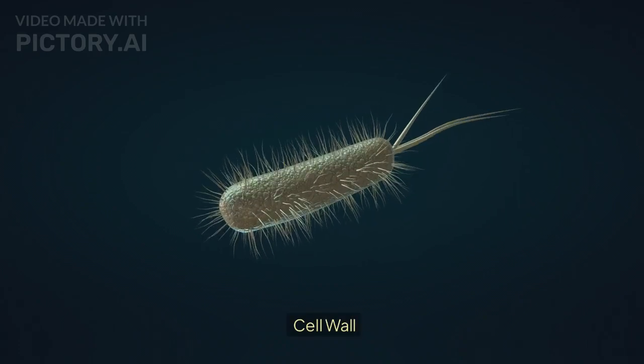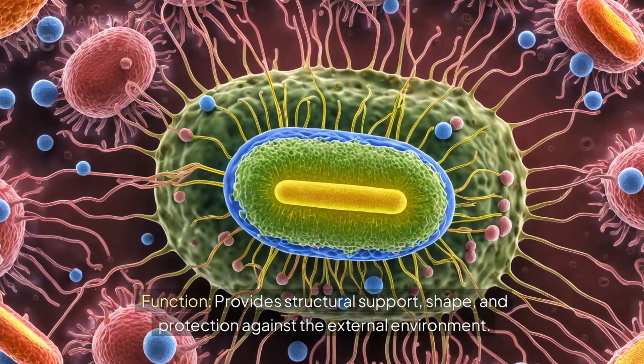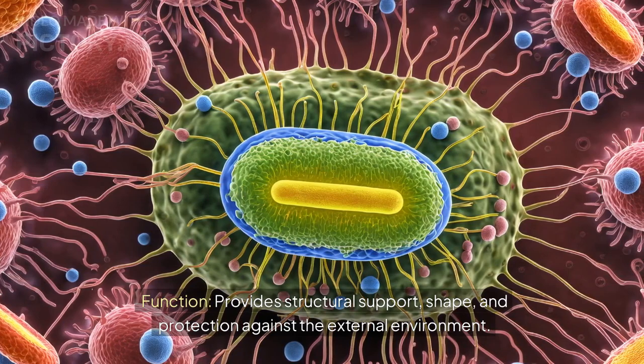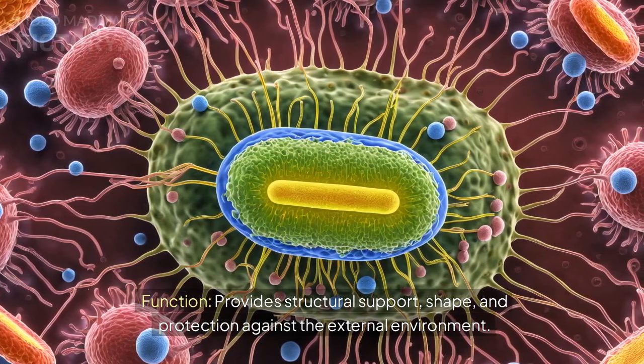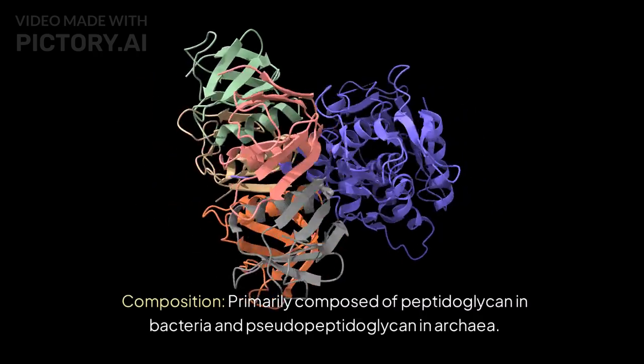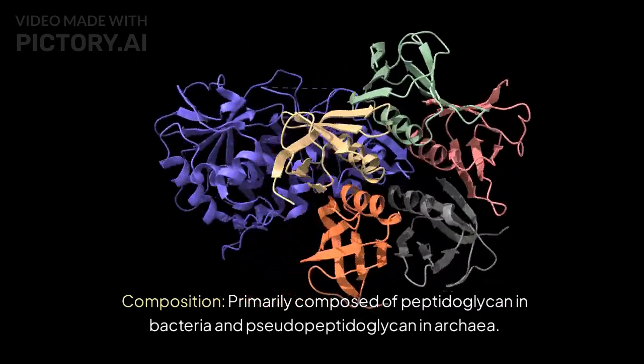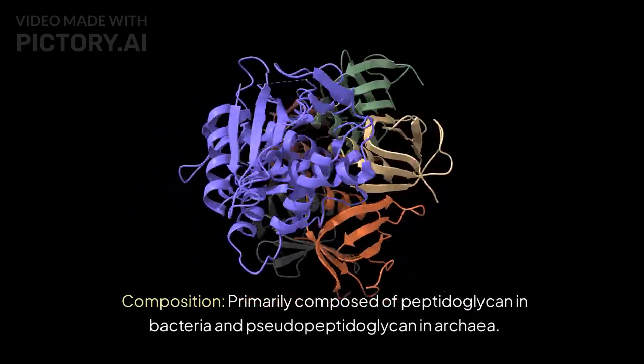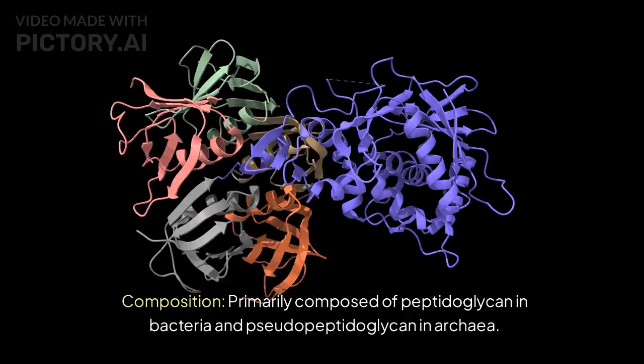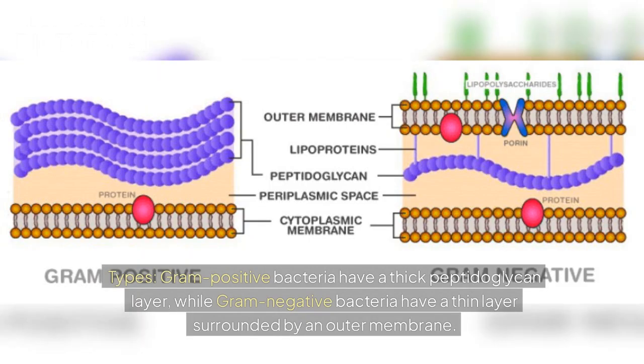Cell wall. Function: provides structural support, shape, and protection against the external environment. Composition: primarily composed of peptidoglycan in bacteria and pseudopeptidoglycan in archaea. Types: gram-positive bacteria have a thick peptidoglycan layer, while gram-negative bacteria have a thin layer surrounded by an outer membrane.